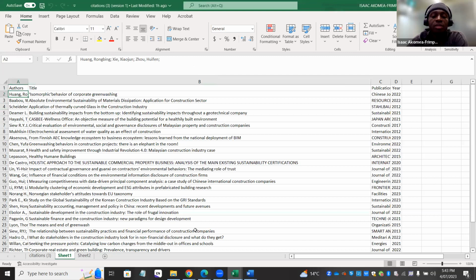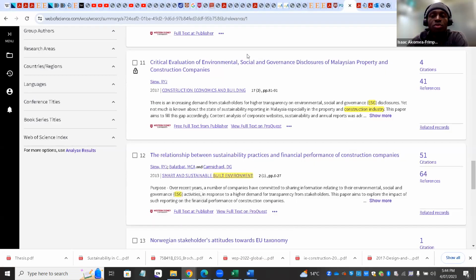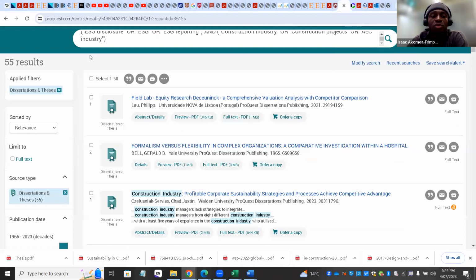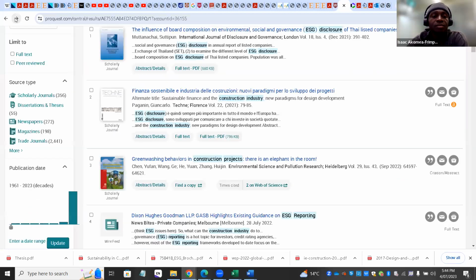Good. Then what's the other search engine that I use? I use ProQuest. With respect to ProQuest, this is what I did. I just did a search.